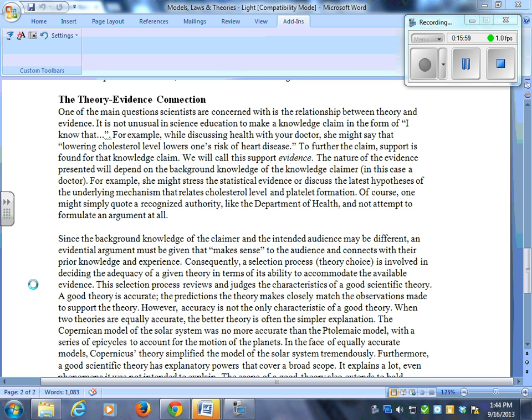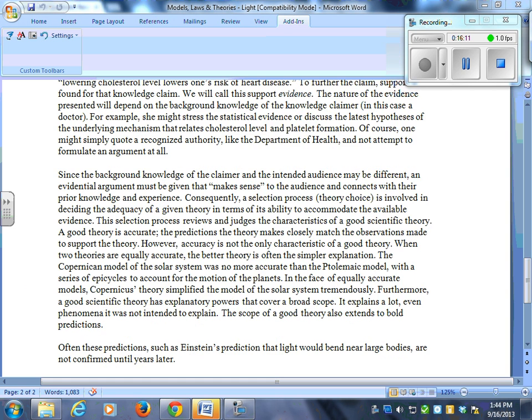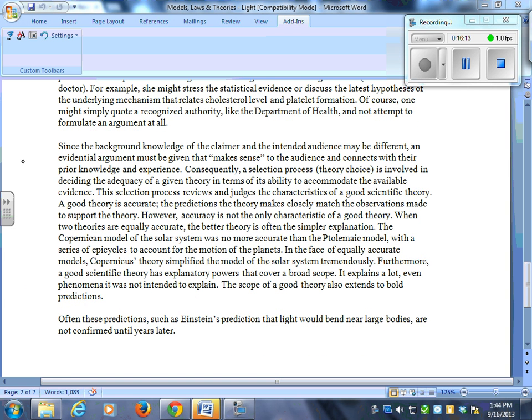It also depends on what you know, right? The doctor's going to speak to a 10-year-old a little differently than the parent of that 10-year-old, and especially if that parent happens to be a physician. They're going to speak to you differently. Since the background knowledge of the claimer and the intended audience may be different, an evidential argument must be given that makes sense to the audience, connects with their prior knowledge and experience. Doesn't talk above their head. Okay? Teachers have to be aware of this all the time. We can't talk above kids' heads.